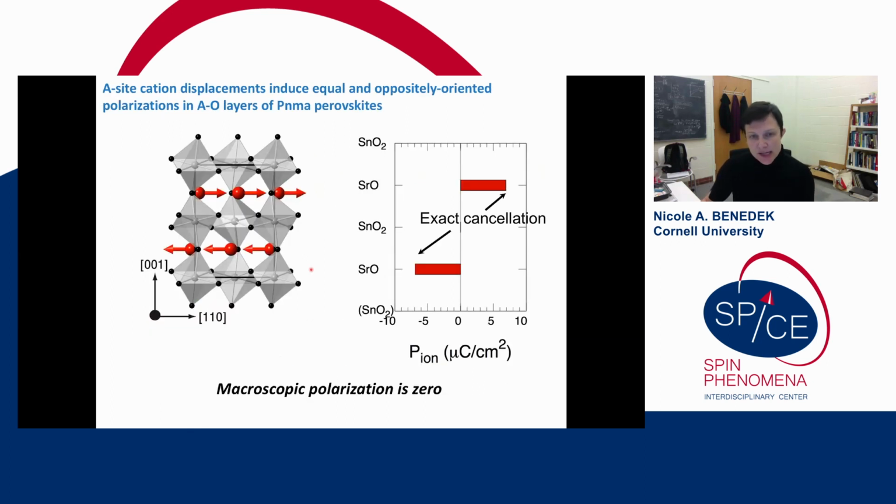Okay, so these A-site cation displacements actually induce a polarization in the AO layers. So they induce these little layer dipoles. These data are for strontium stannate. The precise material choice is not important here. But because the A sites are related by inversion symmetry through the B site, the polarizations that get induced are exactly equal and opposite, and they cancel each other out. Macroscopic polarization is zero. In fact, you can show that these A-site cation displacements suppress distortions that globally break inversion symmetry.